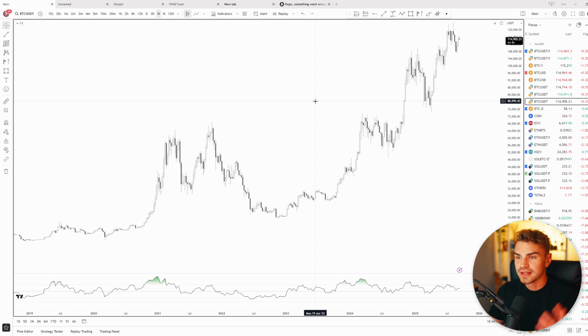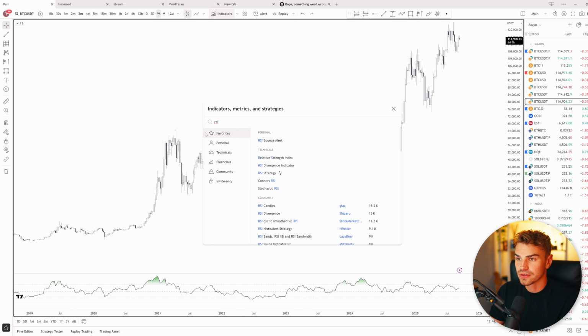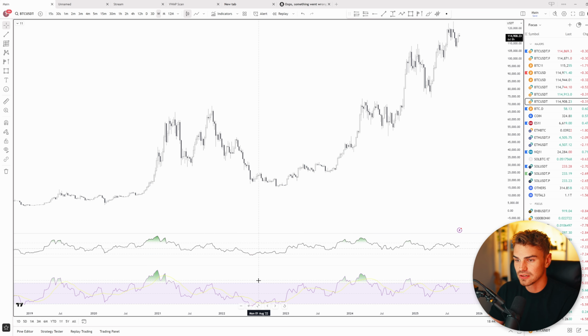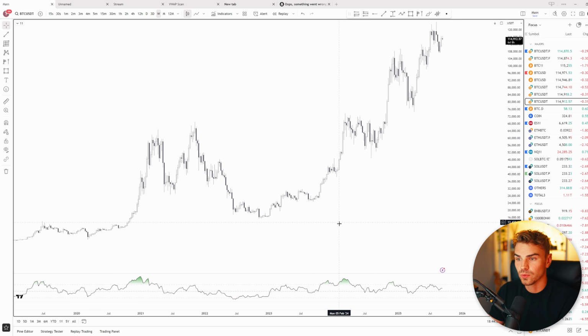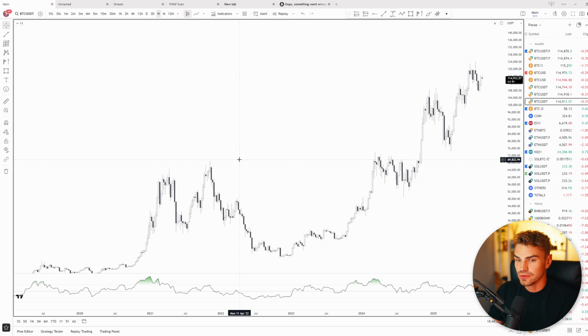All right, so we are inside TradingView. Let me just show you where to even find RSI in case you don't know. Indicators, you search for RSI. It's the one that's called Relative Strength Index. It's going to look like this and be very ugly right from the get-go, but you can customize that yourself if you want. All right, so most people are taught to use RSI like this.